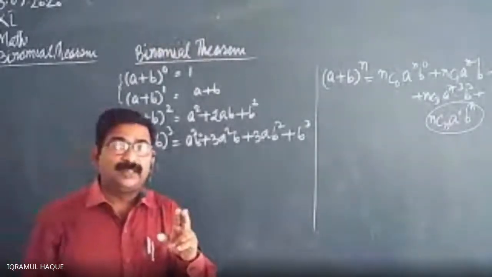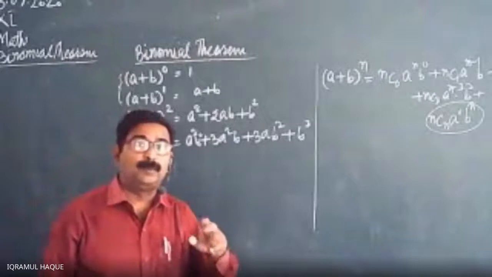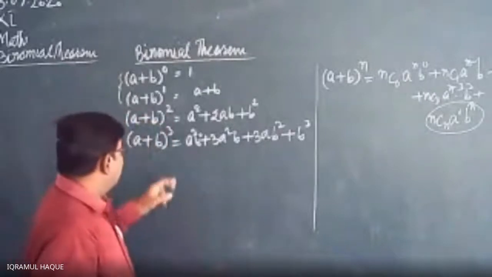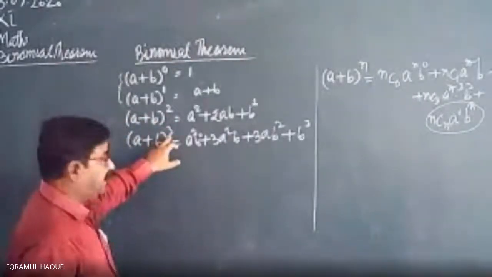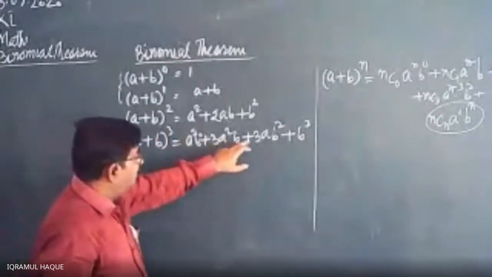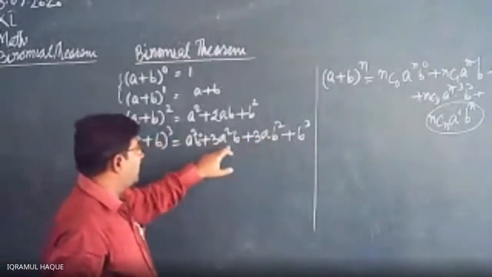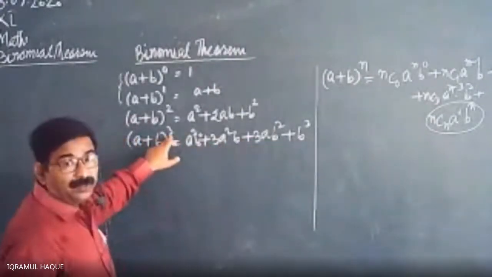Now one thing you have to observe here, that in every term, the sum of exponents of the two terms is always equal to the maximum exponent. Like here we have power 3. So in every term, if you add the exponent of a and b, you will have power 3.